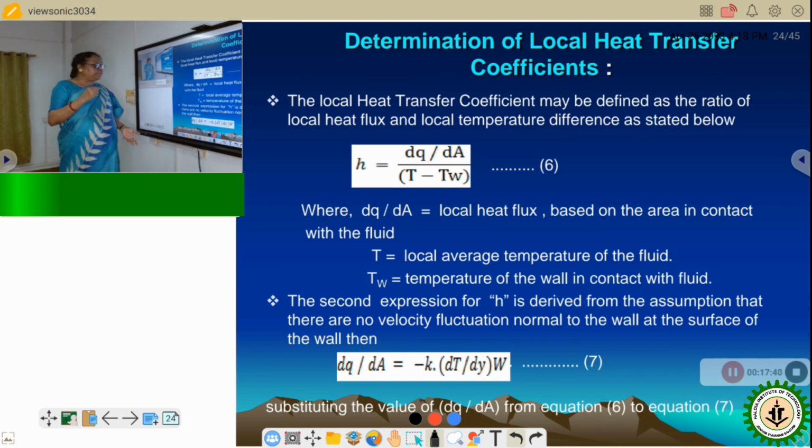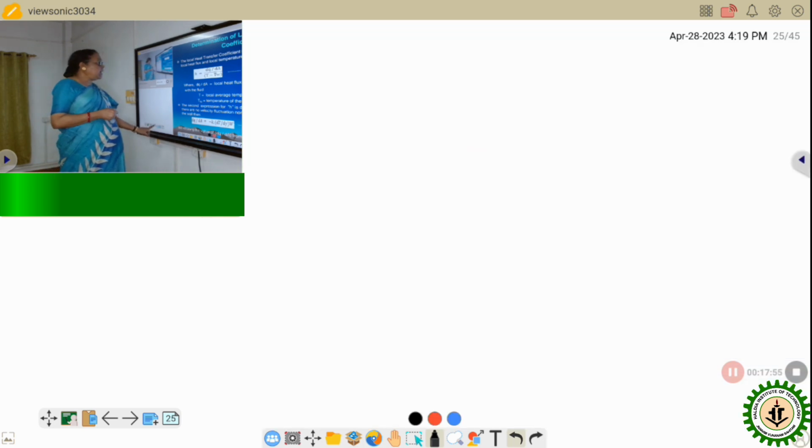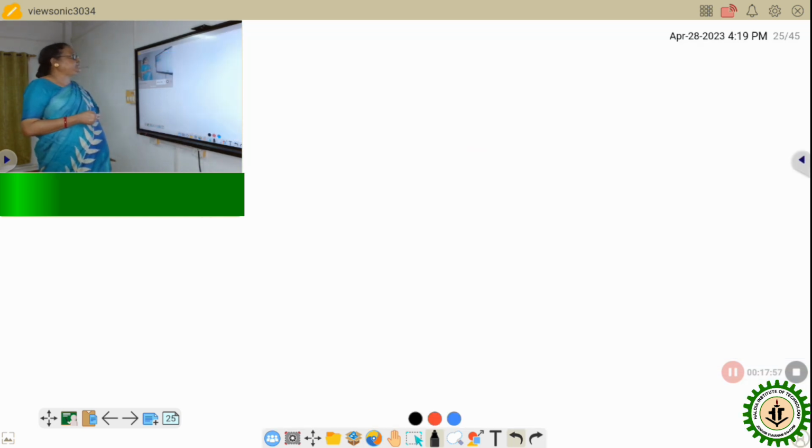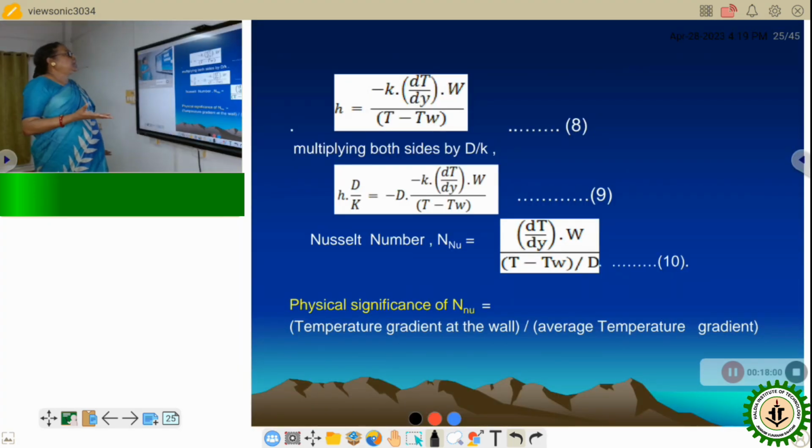Therefore, dq by dA is equal to minus k into dT by dy at the wall. Substituting the value of dq by dA from equation 6, we get equation number 7, and the final expression is small h is equal to minus k into dT by dy at the wall, divided by T minus Tw. Multiplying both sides by d by k, where d is the diameter of the pipe and k is the thermal conductivity, we get the left hand side as a Nusselt number.